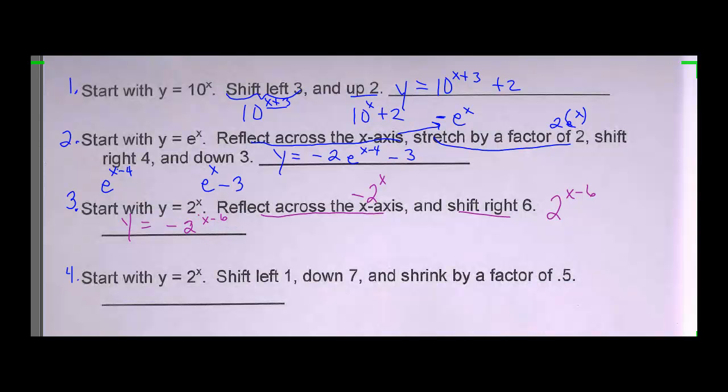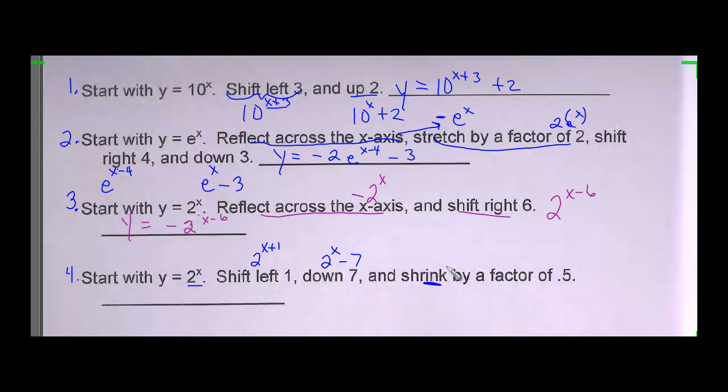Let's look at number 4. Again, start with 2 to the x. We're going to shift left 1 unit. So this is 2 to the x plus 1. Down 7 would be minus 7. And shrink by a factor of 5.